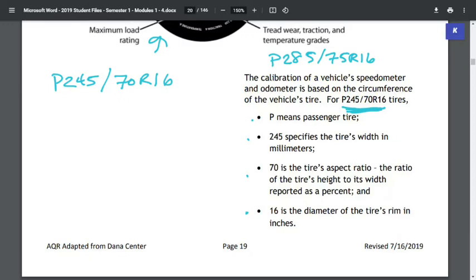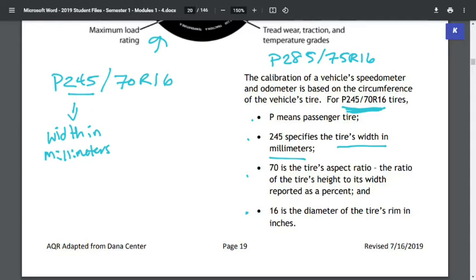The P right there stands for passenger tire, so it's going to be on the passenger side of your car. And then the next one that we see is this 245. If we read right here, it says this 245 is the tire's width in millimeters. So this is your width in millimeters. The width of a tire, and we're going to see a picture after I go through and explain all this, is basically how thick it is when you go across it. So it's not the height, it's not the length, it's how wide it's going to be.